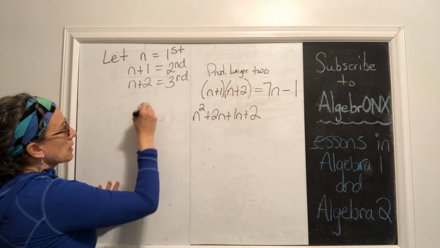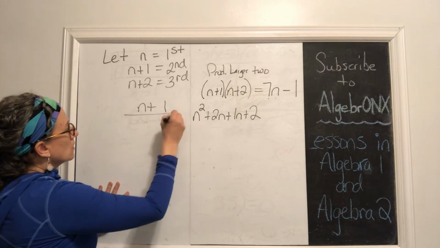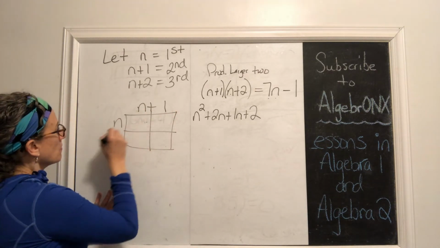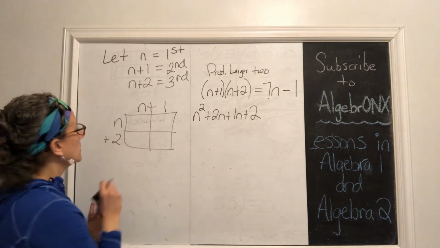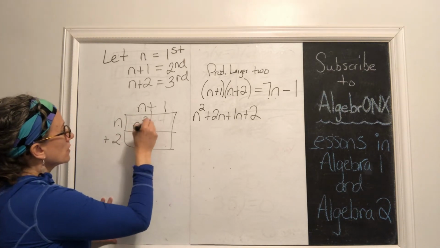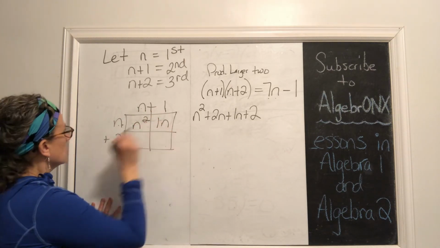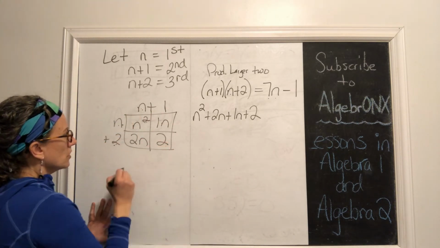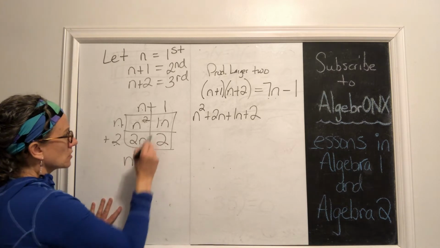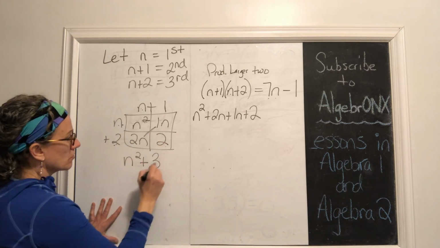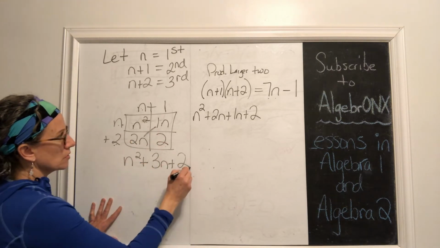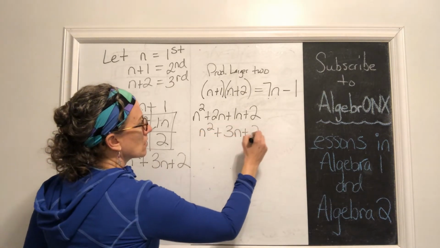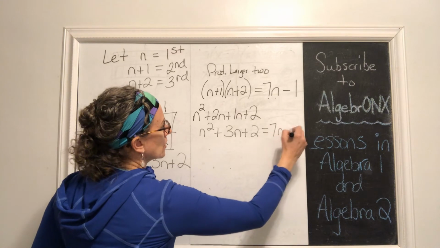If you're doing this by box method, you set up your box, n plus 1 on top, n plus 2 along the side: n times n is n squared, 1 times n is 1n, n times 2 is 2n, 2 times 1 is 2. n squared plus, add these together, 3n plus 2. That's exactly what I'm going to get when I clean this up. What does it equal? It equals 7n minus 1.